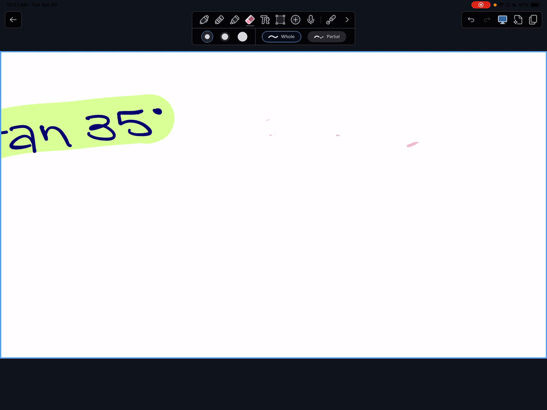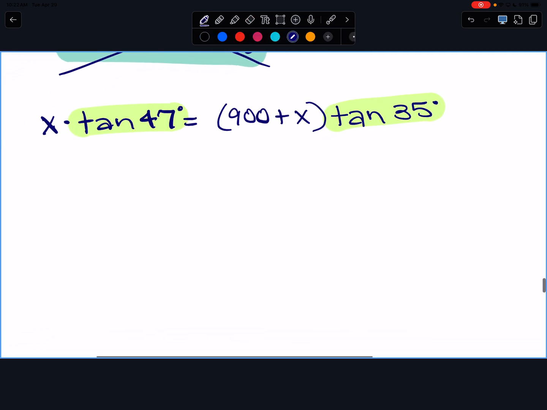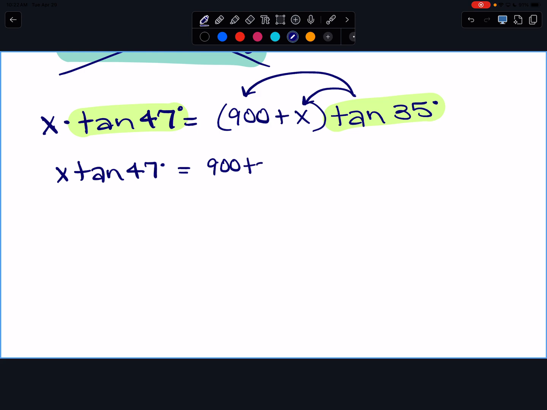Okay, let's use that to try to get all of this together. So you saw, what did I do first? I distributed. Yep, so I'm going to distribute this and distribute this, and I get x times the tangent of 47 equals 900 times the tangent of 35, right? That's all a number. It's a nasty decimal, but leave it, okay? Plus x times the tangent of 35. So do you see that I distributed tangent of 35 to both pieces?